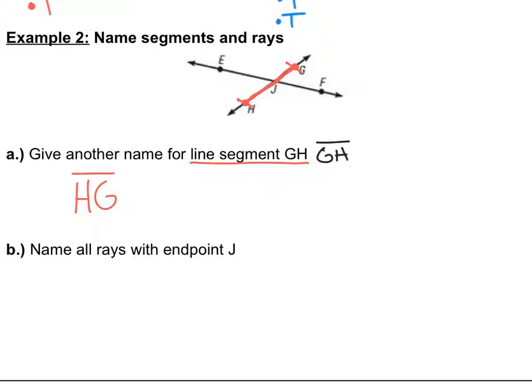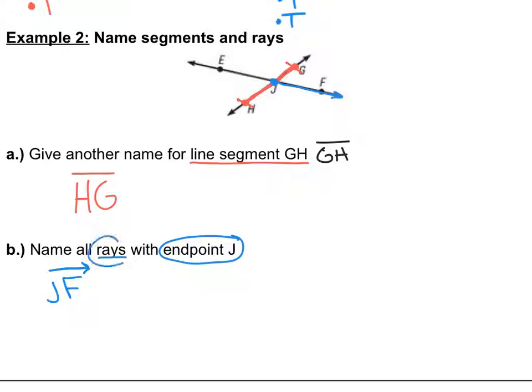Now a ray is very similar to a line segment, except it starts at a point and then goes off to infinity in the other direction. So for example, we want all the rays with endpoint J. Endpoint means it's going to start at J. So we want to start at J and extend through a point all the way off to infinity. One of those would be to start at J and extend out through F. J is my endpoint, so I start there and I put an arrow over F because it means to extend in F's direction out to infinity.